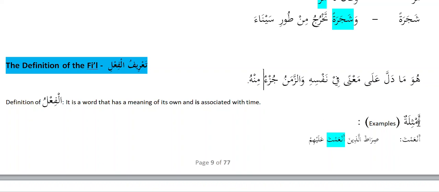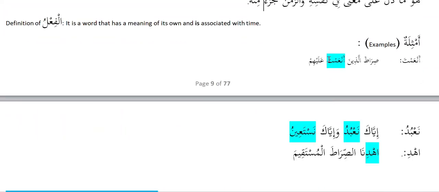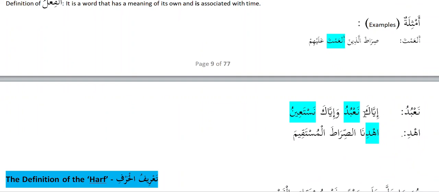Amthila, examples. An'amta, this is from Surah Al-Fatiha, which is the first chapter of the Quran. Sirat al-lazina an'amta alayhim, the path of those you have blessed. We recognize it as a verb because of that ta. Or it's a fi'l. Na'budu, iyyaka na'budu wa iyyaka nasta'in. So we have two here actually. I just used one from the verse. Na'budu, which means we worship. Iyyaka na'budu, you alone we worship. Wa iyyaka nasta'in, and you alone we ask for help. So both na'budu and nasta'in are examples of al-fi'lu.